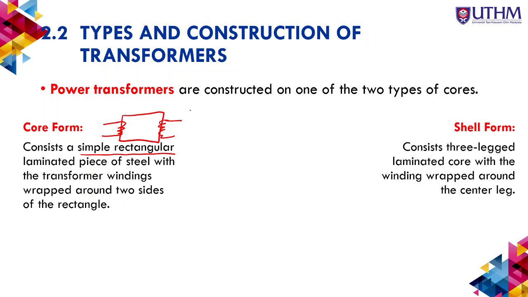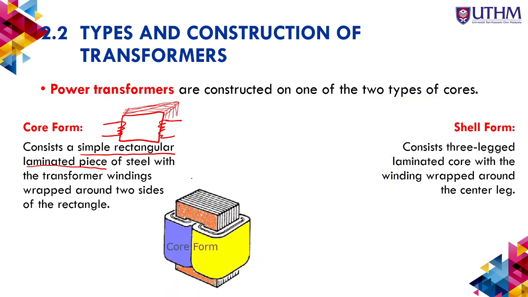The core is actually laminated. It's many layers of plates, and they combine to become a core, a rectangular. This is to reduce the eddy current. So it is laminated pieces of steel. If there is a picture, this is the figure.